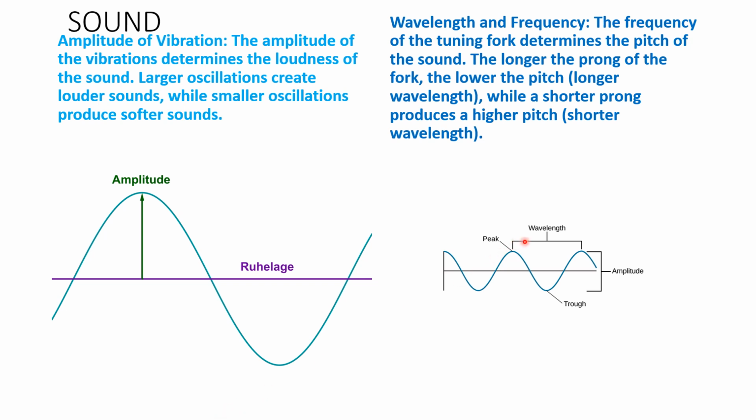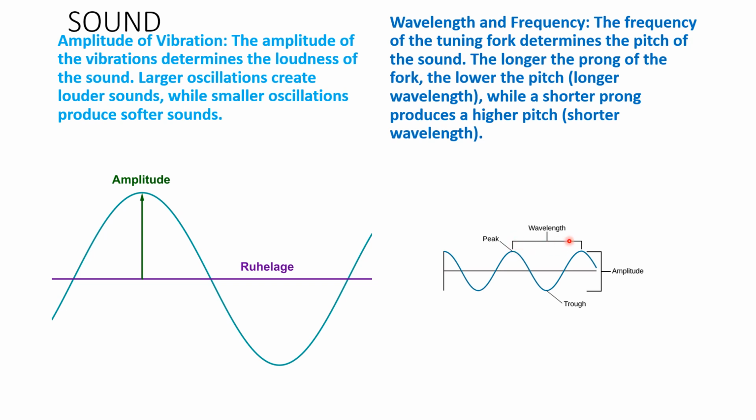This is one wavelength from peak to peak, and this is the amplitude, this is the trough. The longer the wavelength, the lower the pitch, while a shorter prong produces a higher pitch and a shorter wavelength. This is called one wavelength.